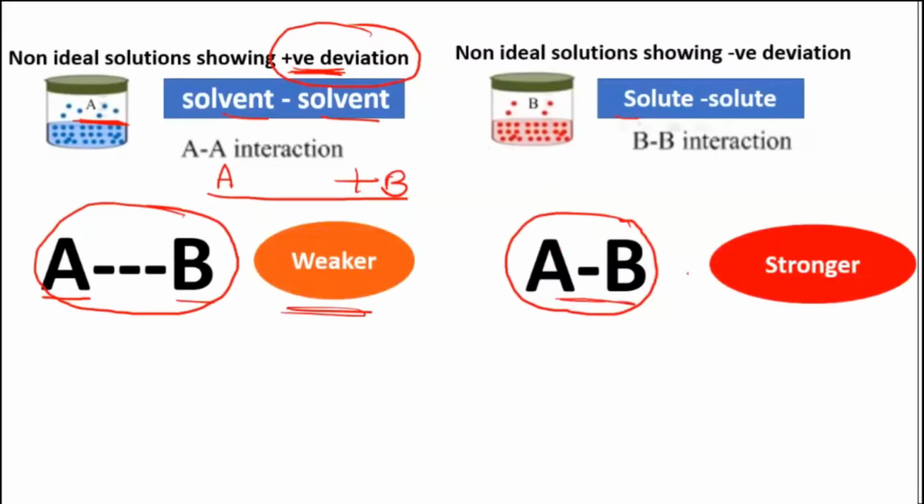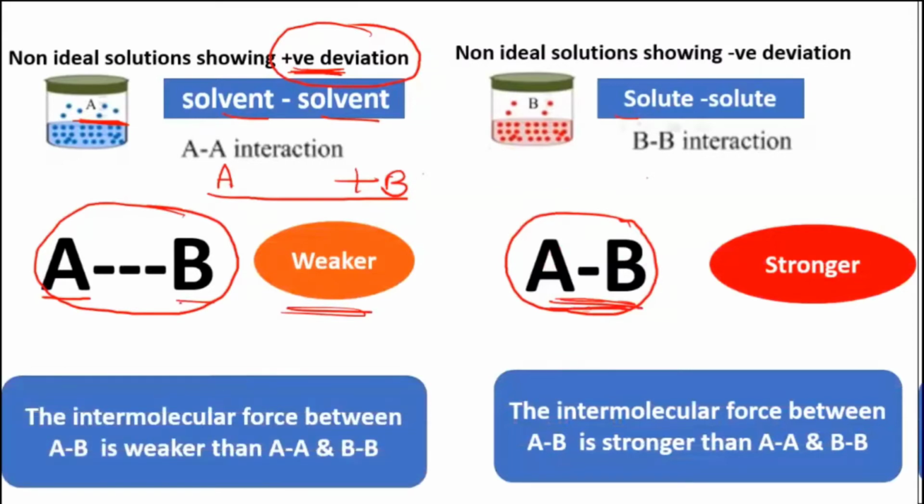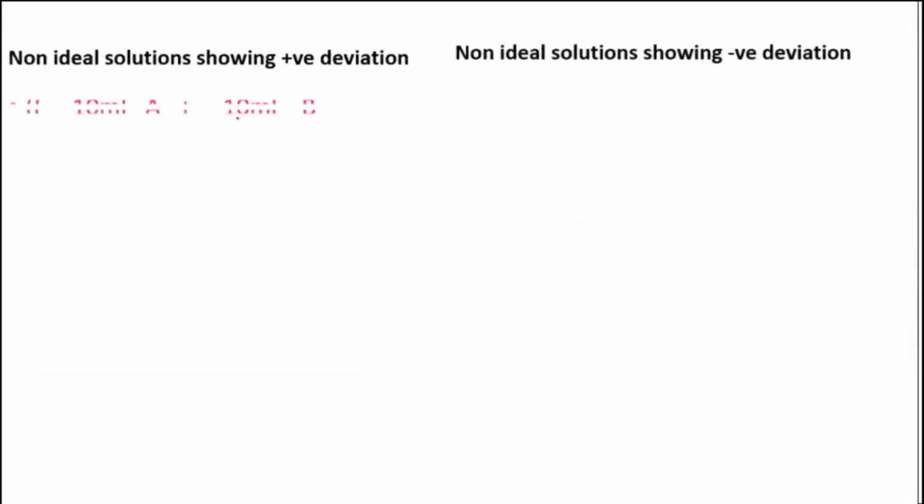So now here A and B interaction is found to be stronger than what they had between AA and BB. And in the first case, where they are showing positive deviation, the force of interaction between the solute and the solvent particles is found to be weaker than what they had before. Then you see all this, no? When you mix the two liquids, where you are expecting 20 ml, you get more than 20 ml. That is because of positive deviation.